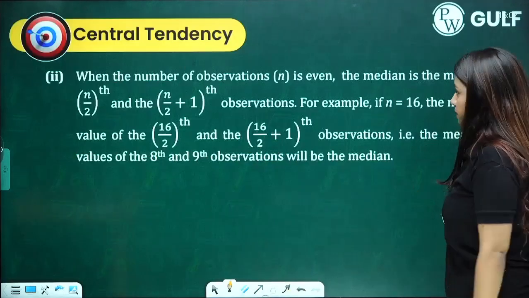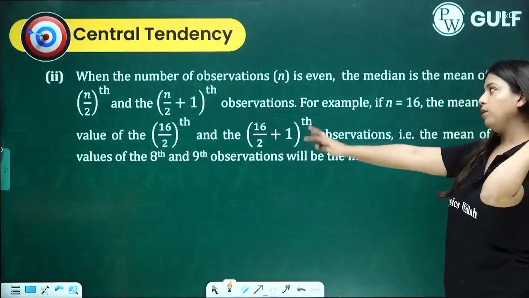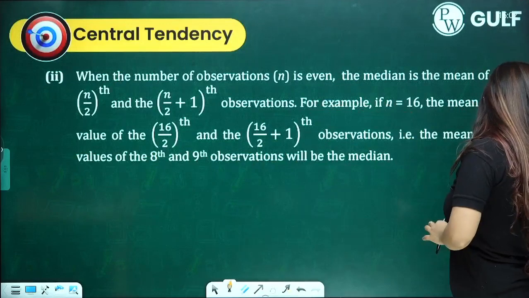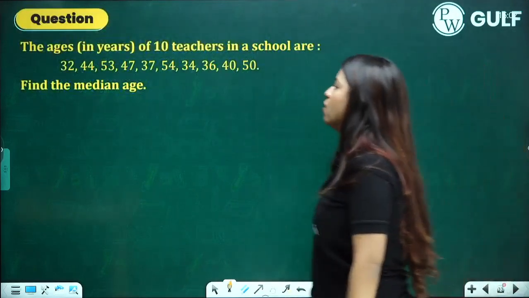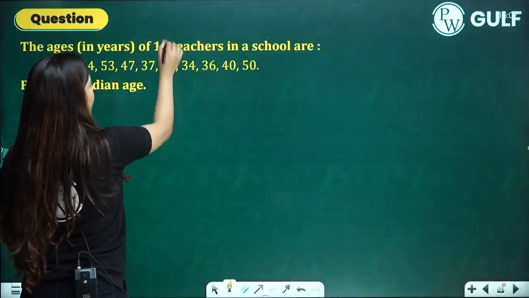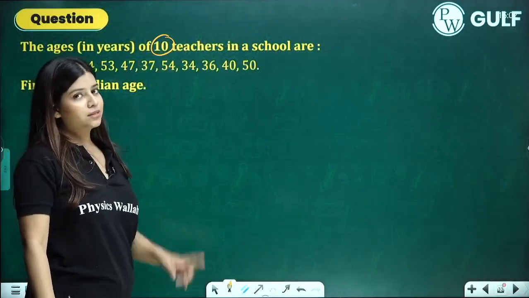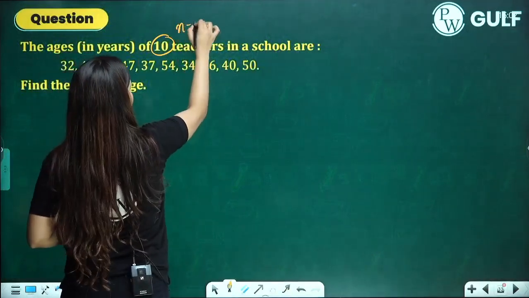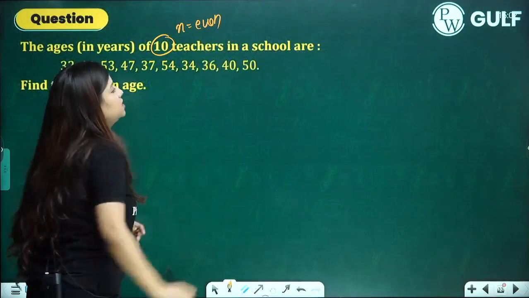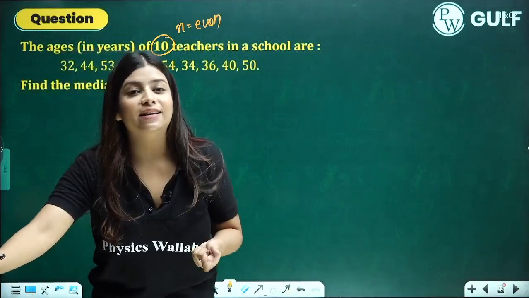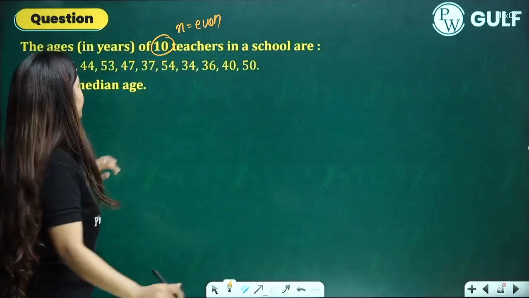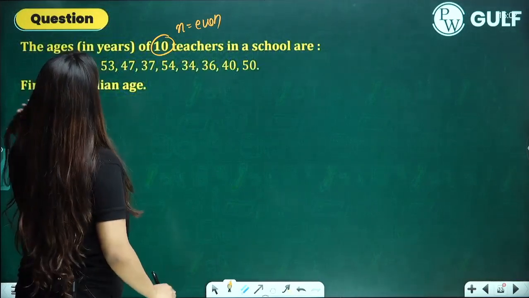Let's see one question. Right. So, this is what I have told you. When n is even, you have to do this. See, over here we have to calculate the median and these are 10 teachers. 10 means n is even. The very first thing, students, is to arrange the data in ascending or descending order. Let's arrange in ascending order, starting with the smallest.